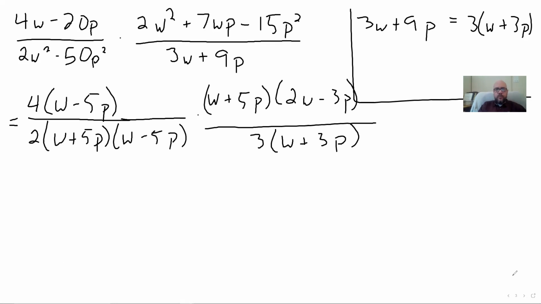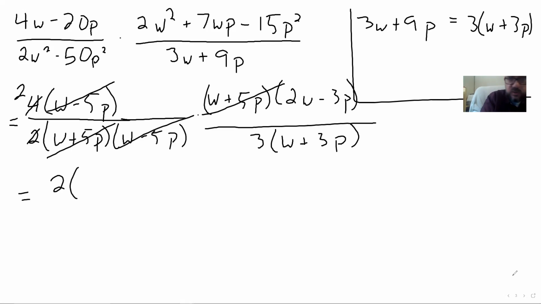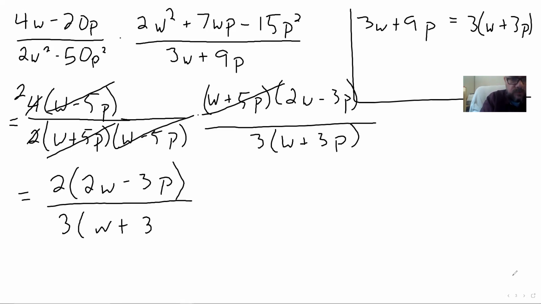So again, the work is basically over at this point. Now it's just the easy stuff. So those cancel, 4 and 2 cancel, leaving me a 2. All right, so this is 2 times 2w minus 3p over 3 times w plus 3p.